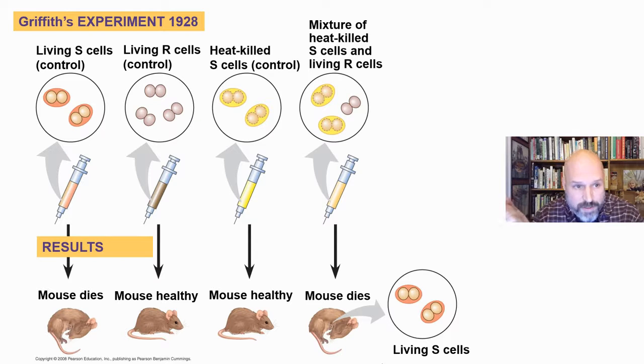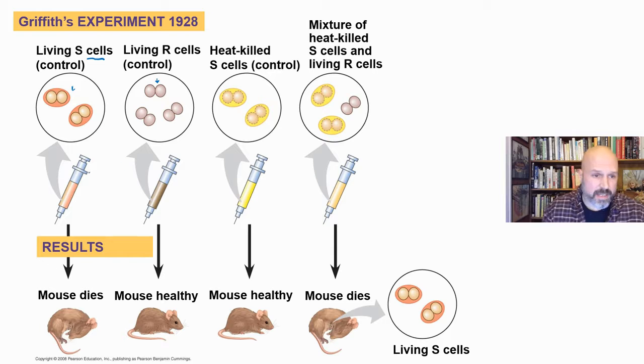This is called Griffith's experiment, and he did it on mice. So what you start with is you have some living cells that are S cells. S stands for smooth. They have a sort of gel capsule around them. And then R stands for rough. They lack a capsule around them. One is virulent, one is not.